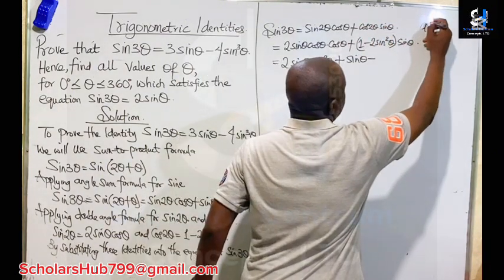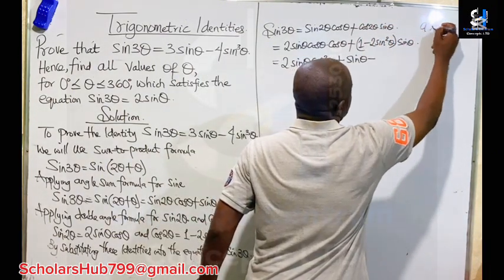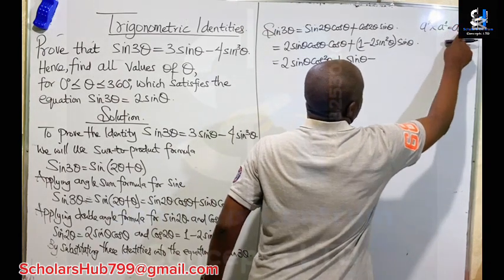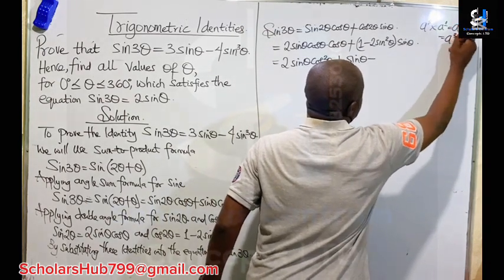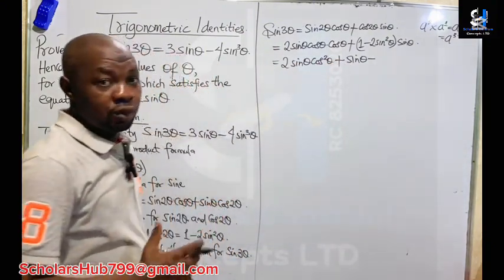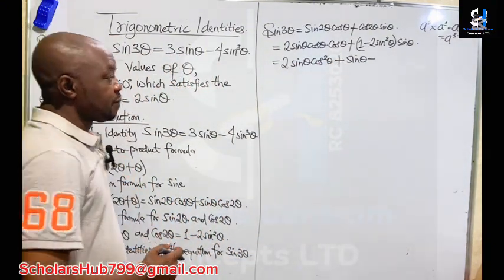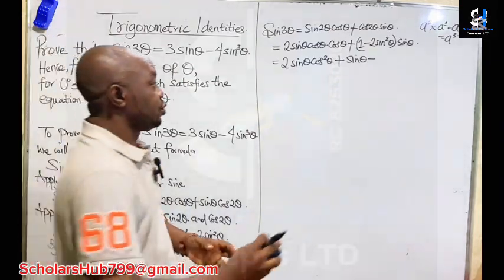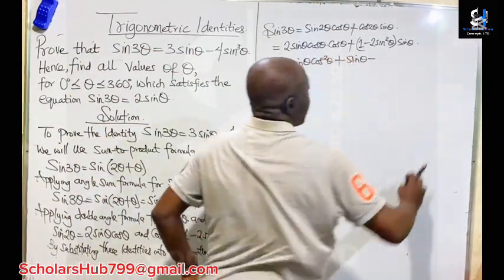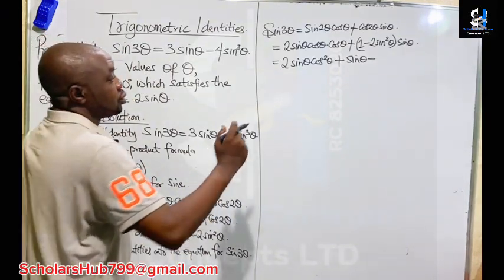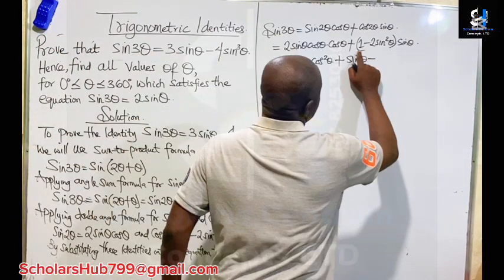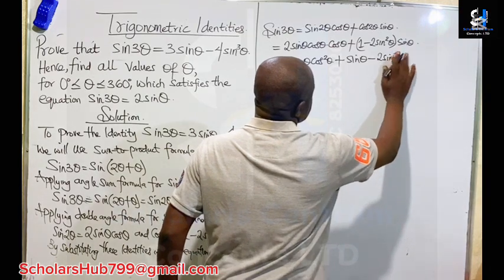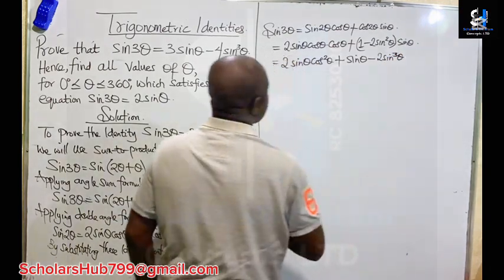You know, when we have a to the power of 2 multiplied by a to the power of 1, that will be a to the power of 2 plus 1, and that will be a to the power of 3. That's one of the rules for exponents. So we apply one of the rules for exponents. Now, so sine theta multiplied by 1, this will be 2 sine cube theta.